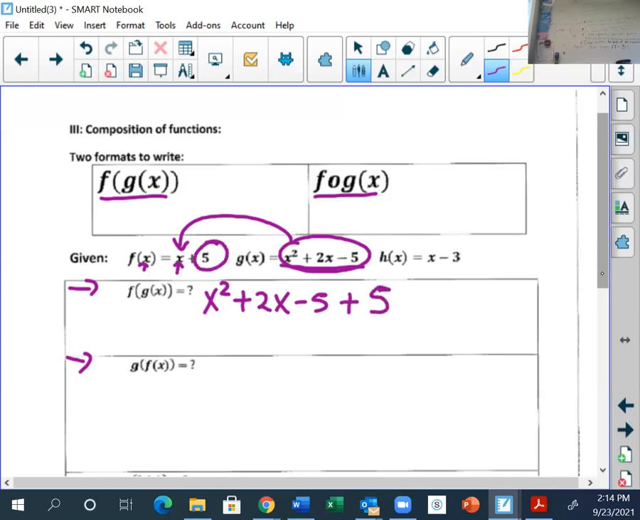Then once you write it, all you do is combine it. So this would be x squared plus 2x minus 5 plus 5. Minus 5 plus 5 is 0, so this cancels out. You can leave it like this, or you can say x is common, so x times x plus 2 would be the answer. It doesn't matter. I mean, you can just leave it like this.